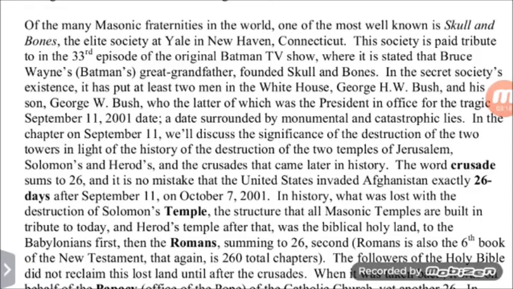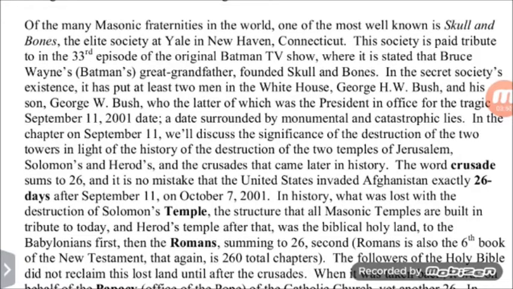In the chapter on September 11, we will discuss the significance of the destruction of the 2 towers in light of the history of the destruction of the 2 temples of Jerusalem, Solomon's and Herod's, and the Crusades that came later in history. The word crusade sums to 26, and it is no mistake that The United States invaded Afghanistan exactly 26 days after September 11 on October 7, 2001.